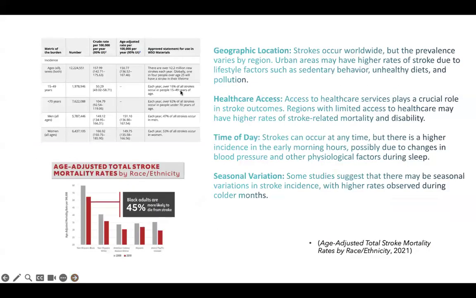If you can see on this slideshow, the geographic location: strokes occur worldwide, but the prevalence varies by region. Urban areas may have higher rates of stroke due to lifestyle factors such as sedentary behavior, unhealthy diets, and pollution. Healthcare access: access to healthcare services plays a crucial role in stroke outcomes. Regions with limited access to healthcare may have higher rates of stroke-related mortality and disability.